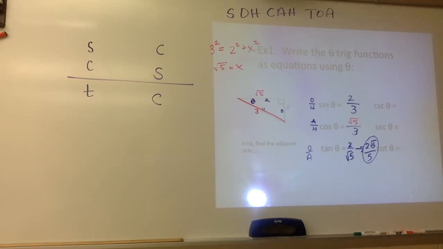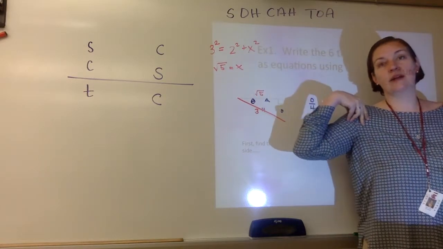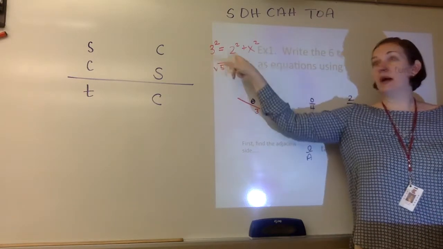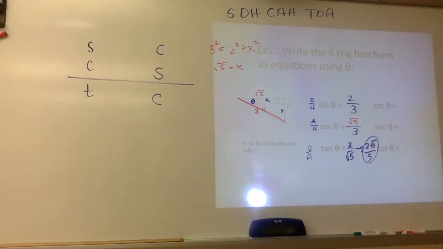Yep. For cosine, how did you get square root 5? Pythagorean theorem. A squared plus b squared equals c squared, correct? The key to doing Pythagorean theorem is always identify c. C is going to be the red line I drew, which is 3. So that's the 9, or 3 squared, is equal to a squared plus b squared. I just substituted in an x. So then I got 9 minus 4 is 5. 5 is equal to x squared. Take the square root of both sides.